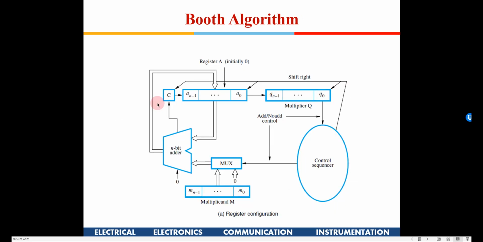Let's also assume that during the positive edge of the clock, this data will be loaded into this register, and during the negative edge of the clock, this data will be shifted towards the right. Because these are registers, they are clock dependent. So during the positive edge of the clock, whatever data is available from the adder will be loaded into this register, and during the negative edge of the clock, this will be shifted towards the right.